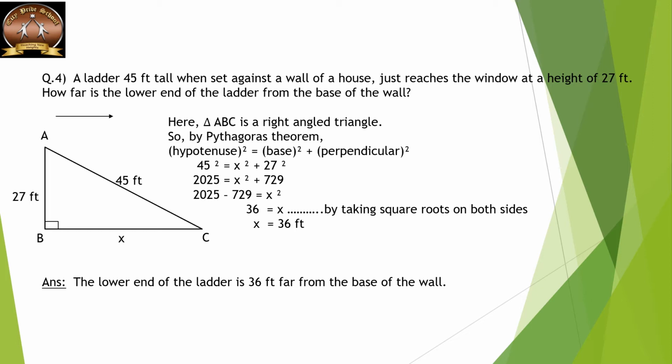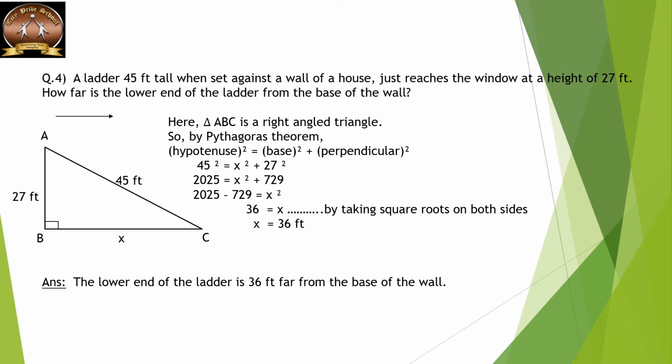And what is given over here? See, length of the ladder is given. While you are setting up a ladder against the wall, obviously it will come in slanting position. That means that ladder is the hypotenuse over here. So AC is equal to 45 feet, right? And the window's height is also given, that is 27 feet. So AB is equal to 27 feet, and they asked to find out the distance between the lower end of the ladder from the base of the wall. That means they said to find out the value of x or distance BC.